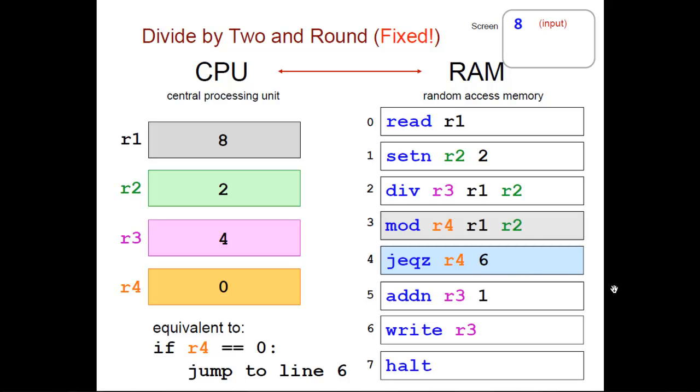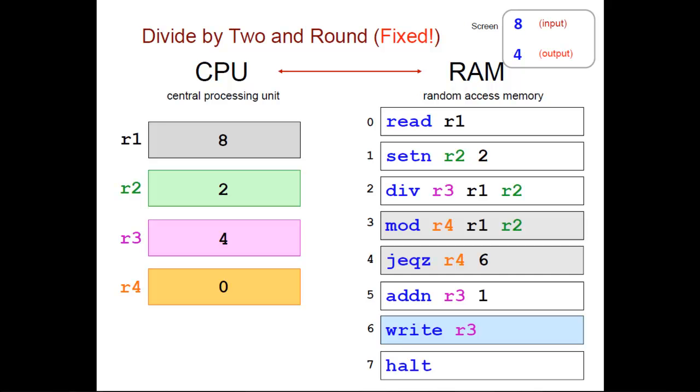And because R4 is equal to 0 in this case, we're going to jump to line 6. We're not going to do line 5, which means we won't add 1, which was the problematic part last time. We're just going to write the current value of R3, which is indeed 8 divided by 2, and then we're going to halt.